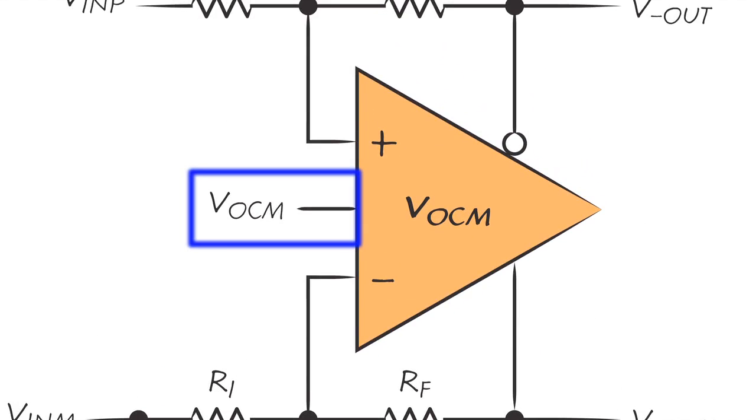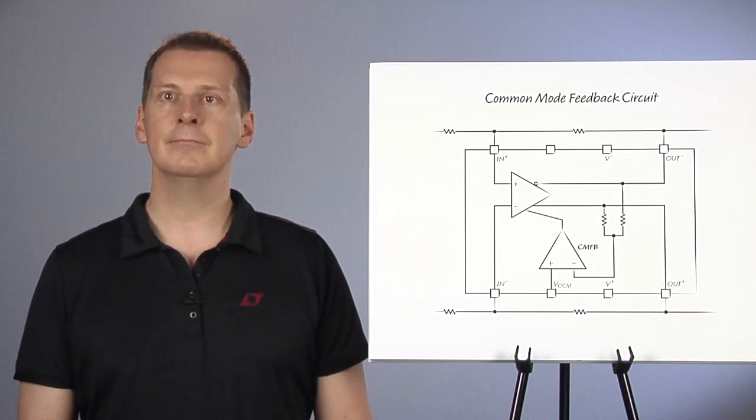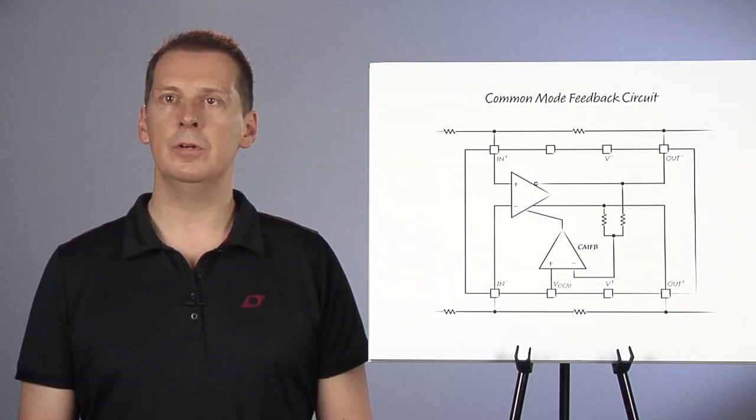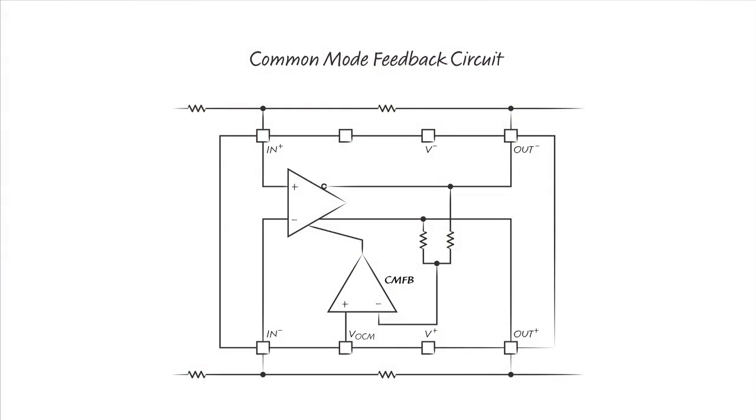You may notice another pin in this circuit that I haven't yet discussed. It's labeled VOCM, which stands for Output Common Mode Voltage. To see what that does, let's take a look inside. Inside a differential op-amp, there are actually 2 op-amps. Besides the one that we usually show, there is another op-amp connected like this.